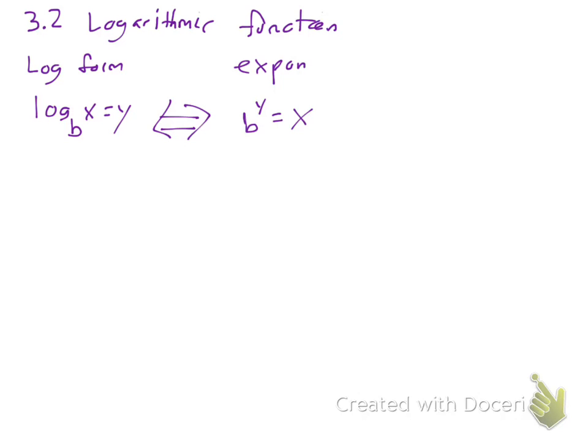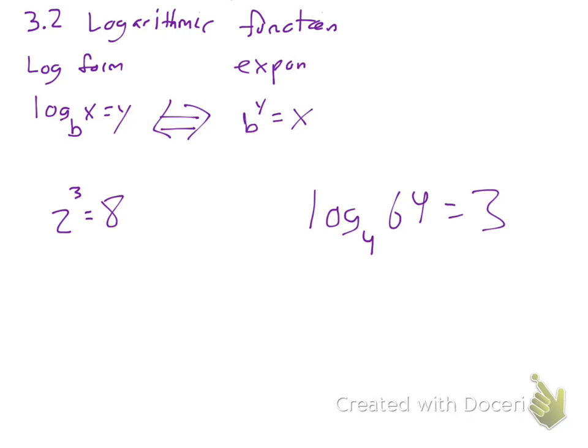So, here we go. What if I gave you 2 to the third power equals 8? Can you switch that to a log? What if I gave you log base 4 of 64 equals 3? Can you switch that to exponential? Please do so now. What would you do for the 2 to the third power equals 8? How would I switch that to log form? What would it look like?